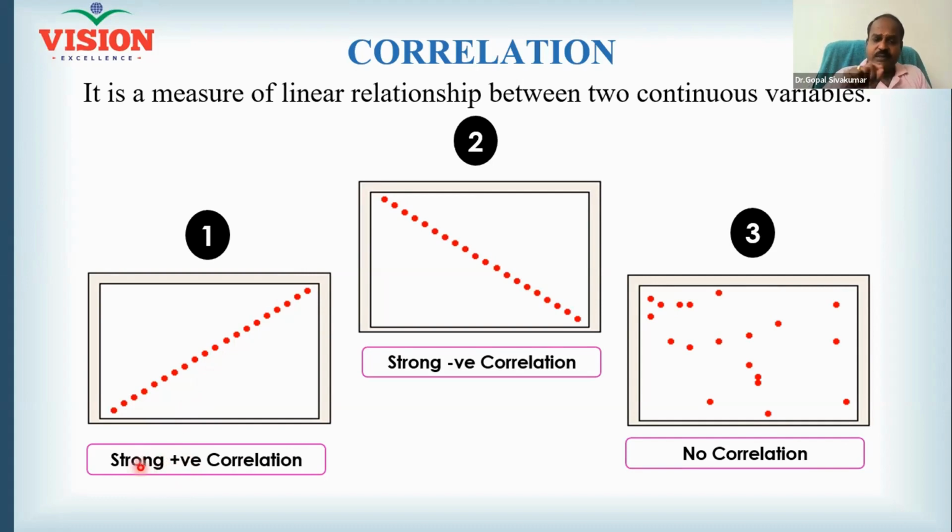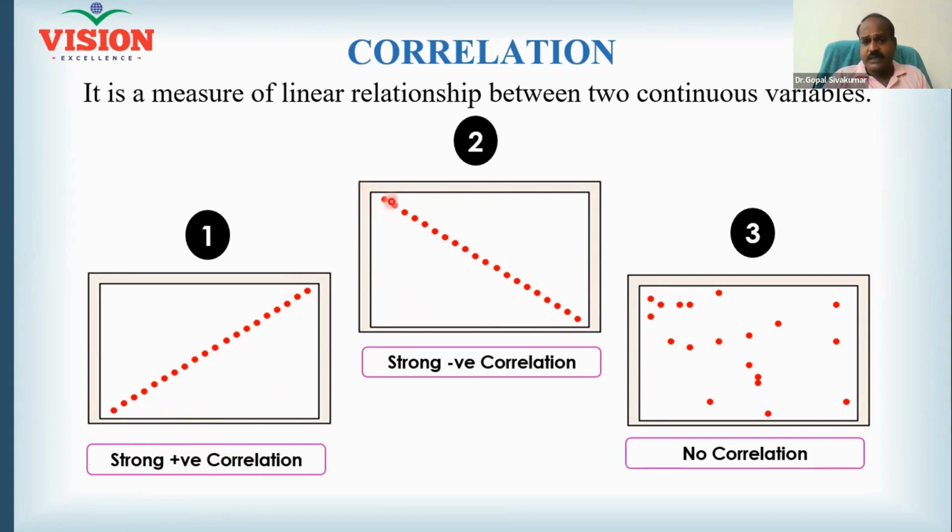And moreover, when the points are forming a perfect straight line, you can even replace the word strong by perfect. You can say strong positive, you can say perfect positive correlation. So correlation means studying the strength of relationship between x and y.